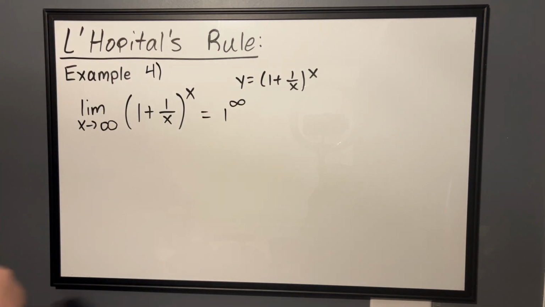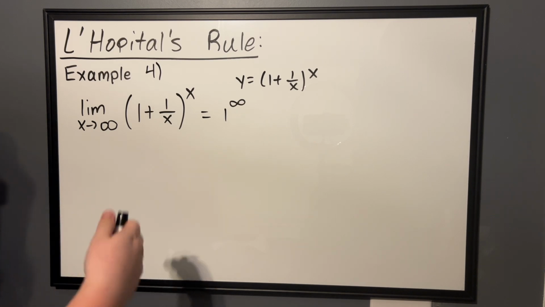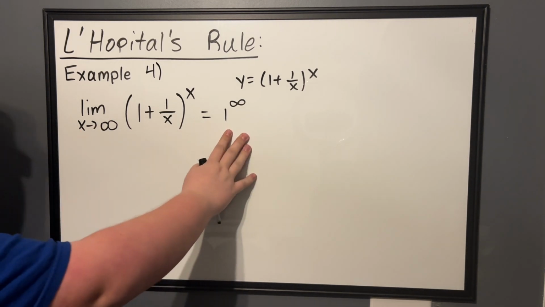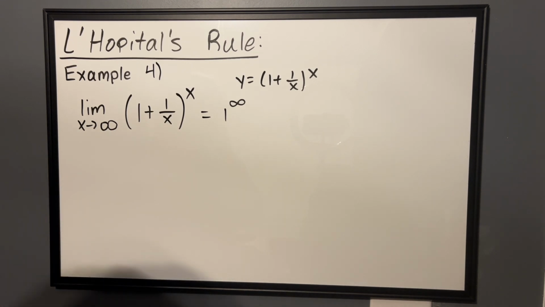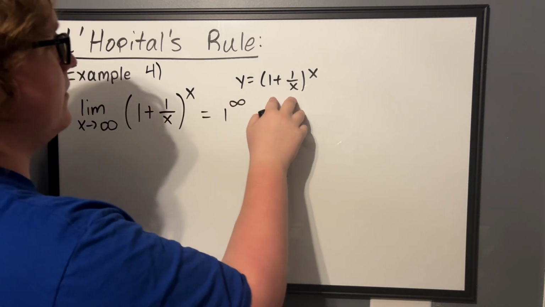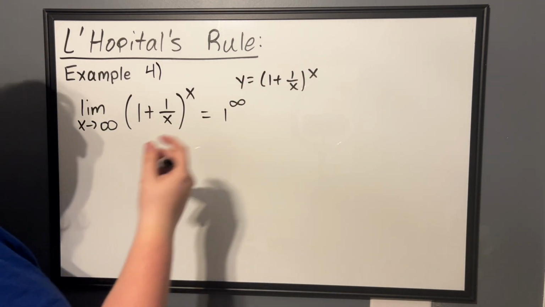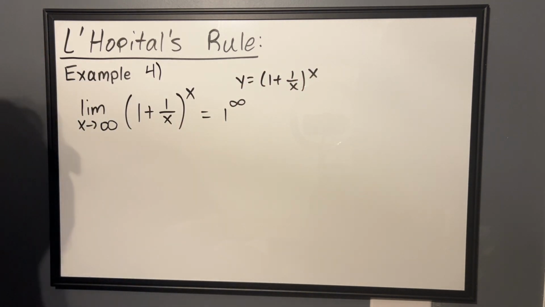Now, 1 to the infinity is another indeterminate form. A lot of people are confused by that because you would think 1 times 1 times 1 times 1 is just going to keep giving you 1. But this is actually another indeterminate form, which is why we need to do this method that I'm going to show you. So if we have this function right here, we want to think about ways that we can get this x down into the front of the function, because the infinity in the exponent is the problem.